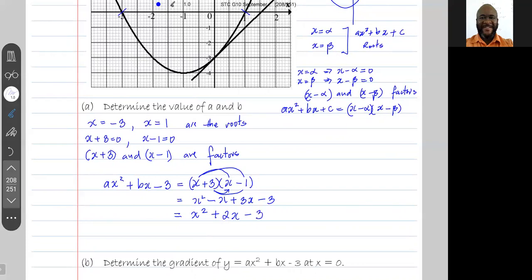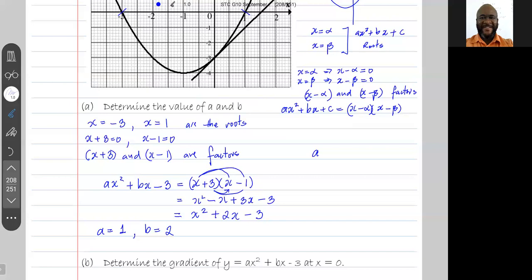Now, if what is on the left is the same as whatever is on the right, it means therefore that a, which is the number in front of x squared, is equal to 1. b, which is the number in front of x, is equal to 2. The very first thing we're asked to do is find a and b, which we have just done.